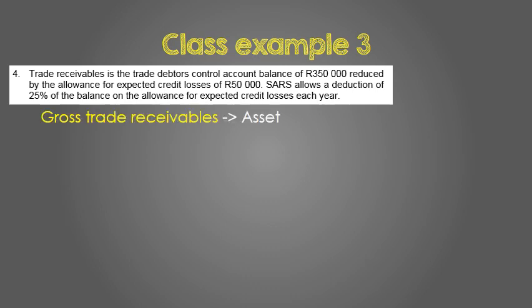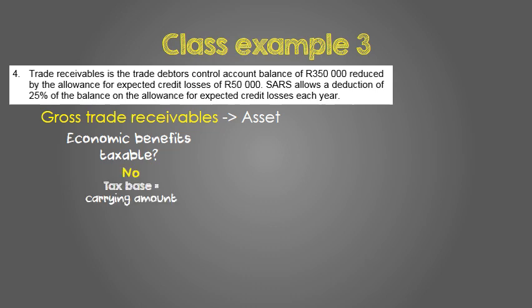So if we look at the gross trade receivables first, we know that that is a debit balance and that therefore it is an asset. So to determine the tax base of an asset, we first have to ask ourselves, will the economic benefits be taxable? The economic benefits from a trade receivable will be the cash that we will receive once the debtor pays. We will not have to pay tax once we receive the cash from the debtor because we have already paid tax on this transaction on the date of sale. Therefore, the tax base will be equal to the carrying amount.